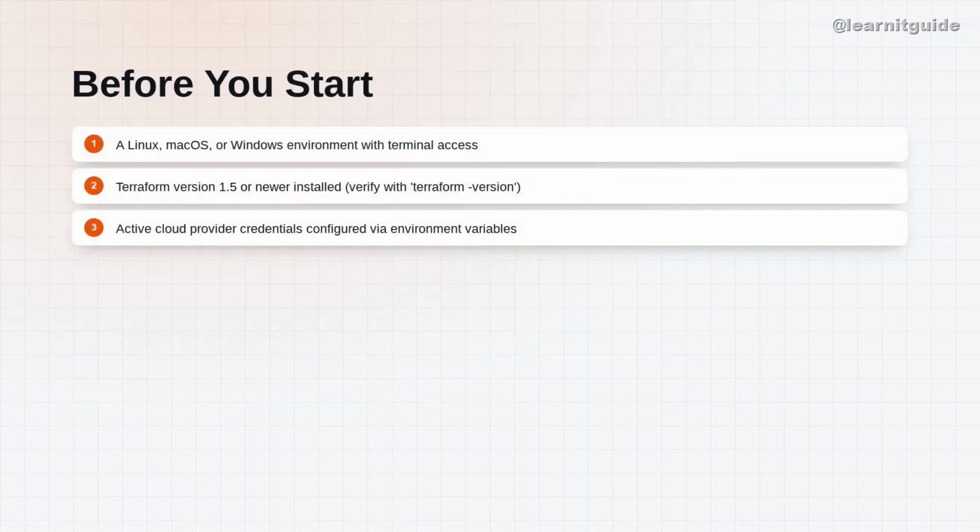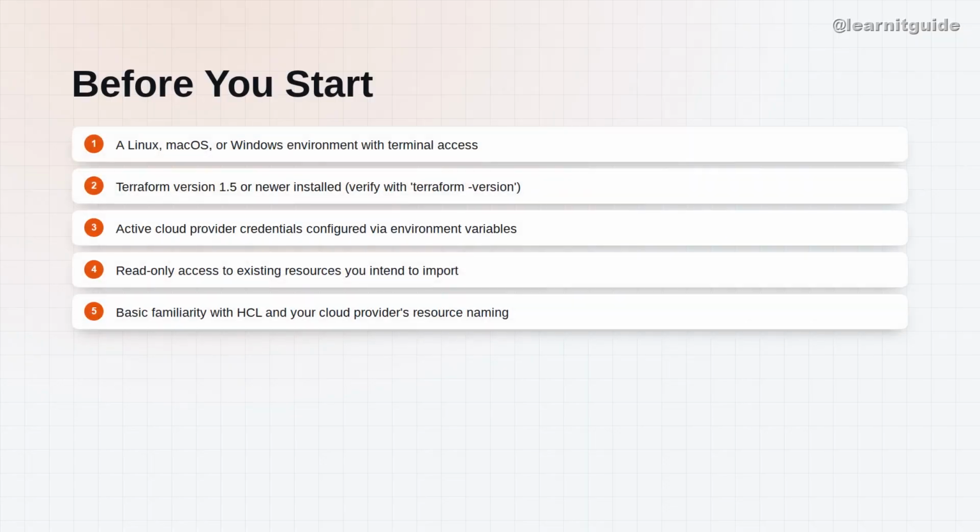Before you start, ensure you have a Linux, macOS, or Windows environment with a functional terminal. You need Terraform version 1.5 or newer, which you can verify by typing the version command in your terminal. You must also have your cloud provider credentials configured so that Terraform can actually talk to your account. You need at least read-only access to the resources you are targeting to successfully import them. Finally, have a basic familiarity with your cloud resource names so you know what you are looking for. To be precise, that covers active cloud provider credentials configured via environment variables.